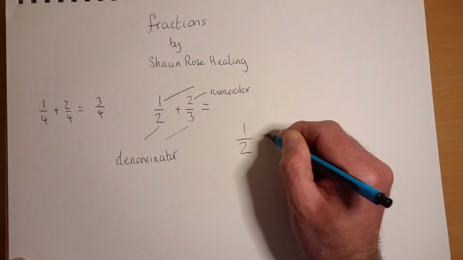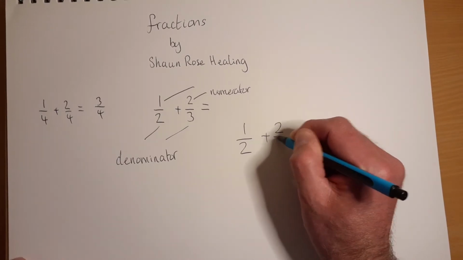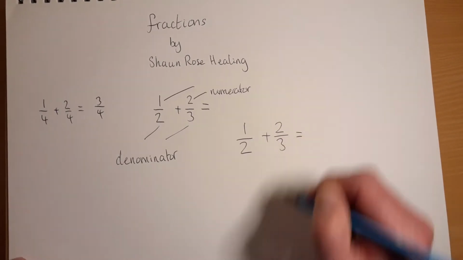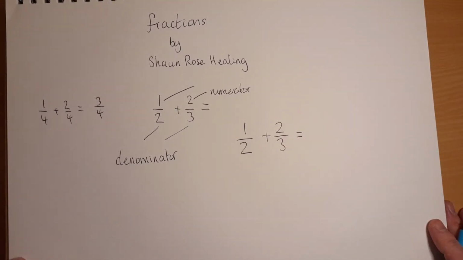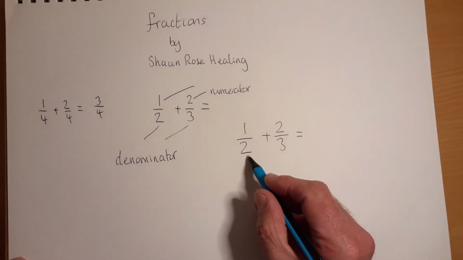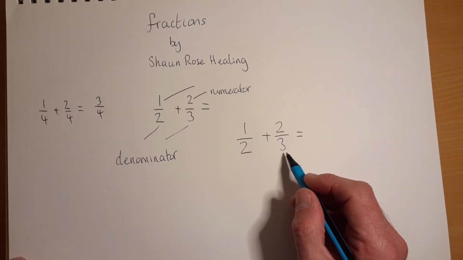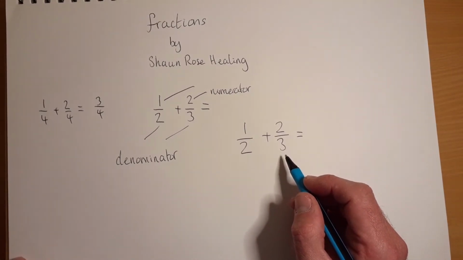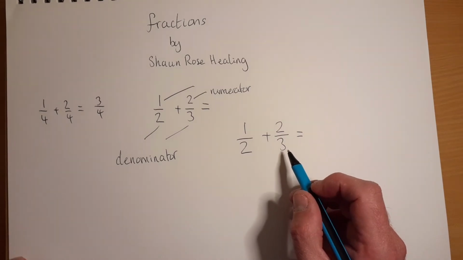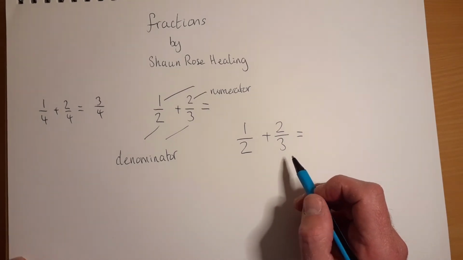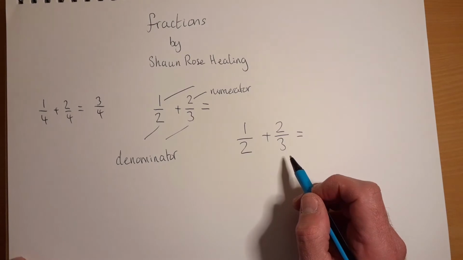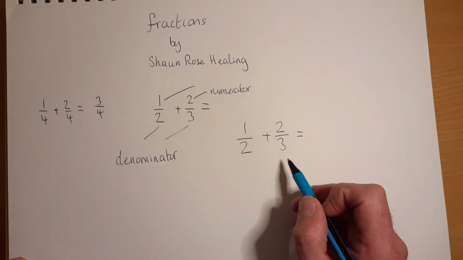1/2 add 2/3. We're going to end up with a different number, but before that we need to work out how do we add these two different numbers together. This is the part people struggle with. Firstly, we need to find a common denominator, the nearest common denominator.